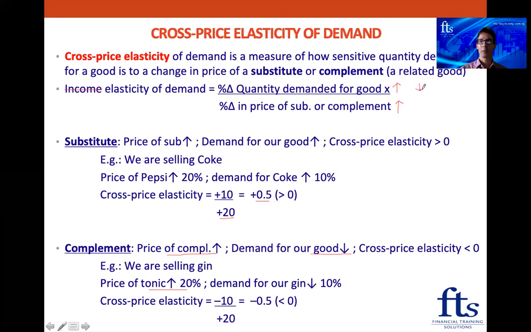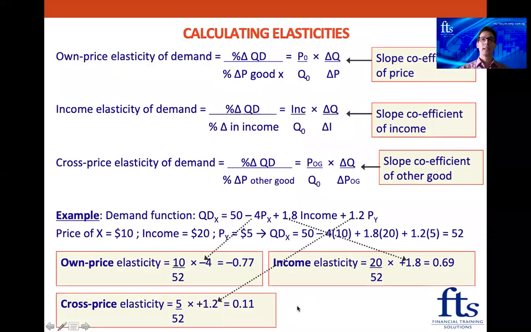So we got the opposite way around now. The price of the tonic has gone up there, 20% in the denominator. The demand for our good has gone down 10%. Damn it, that's not good. Well, the tonic going up is not good for our gin. So now we've got a negative divided by a positive, which is a negative. So we can see the cross price elasticity for a complement is negative. Great.